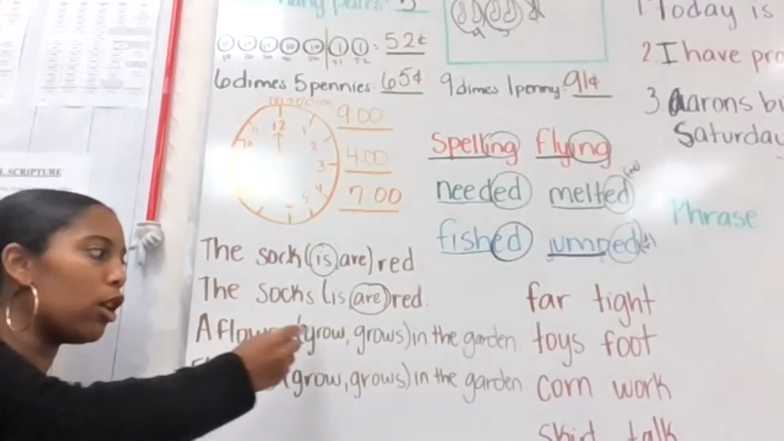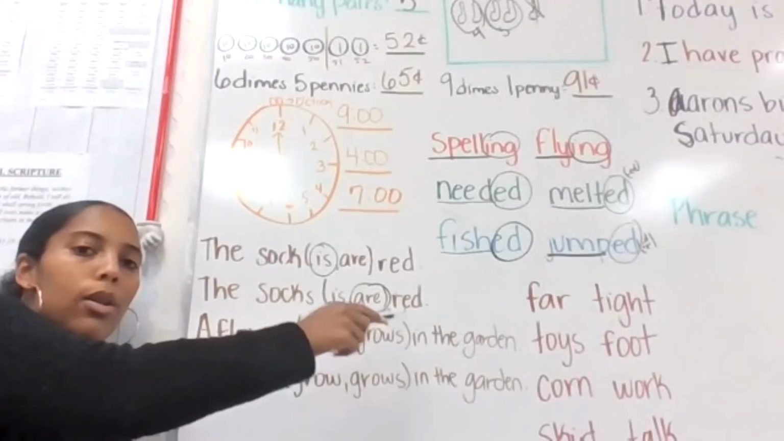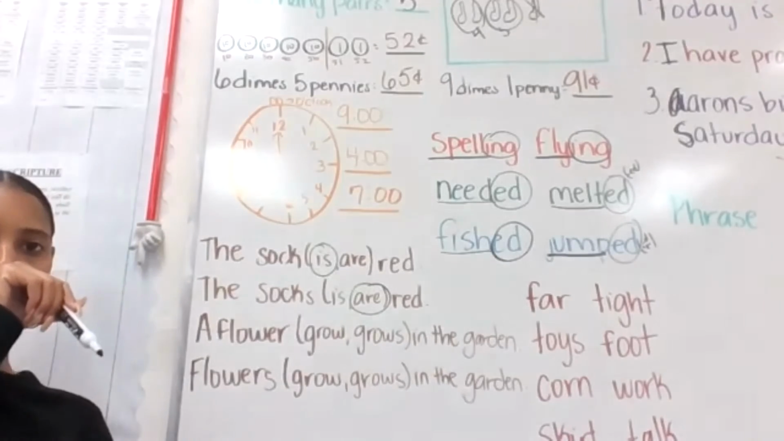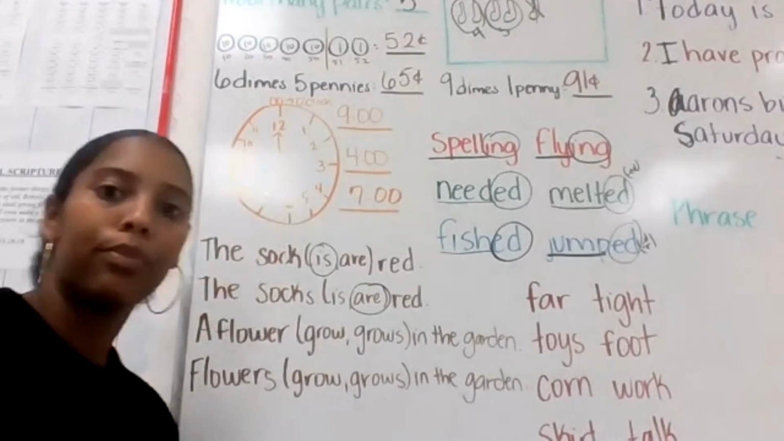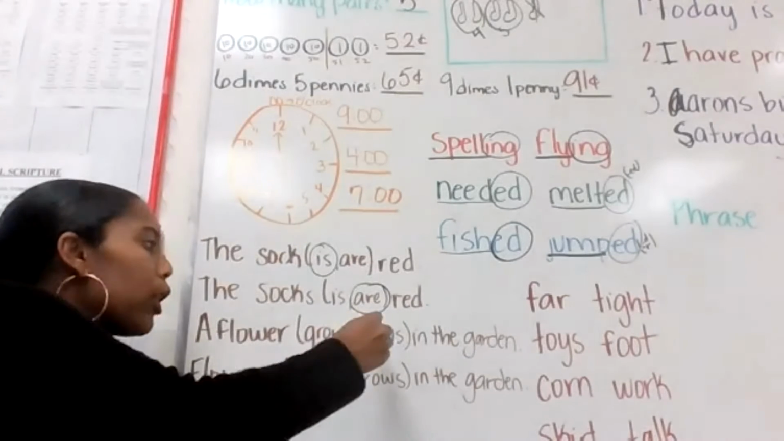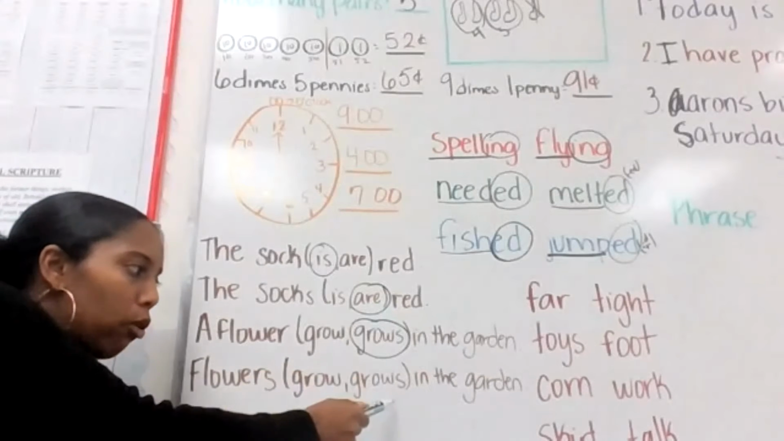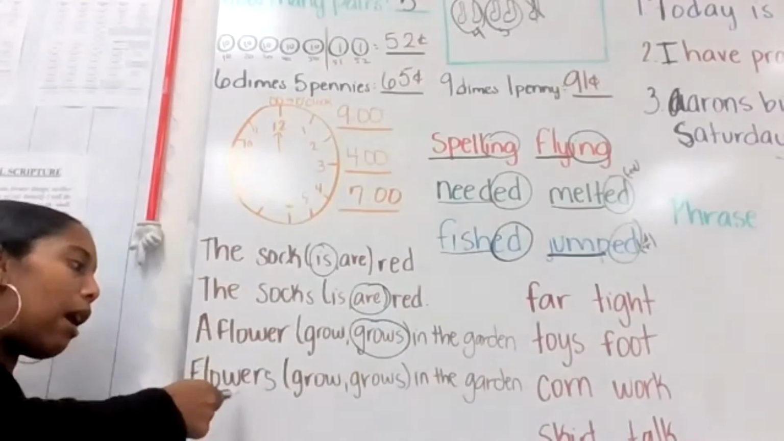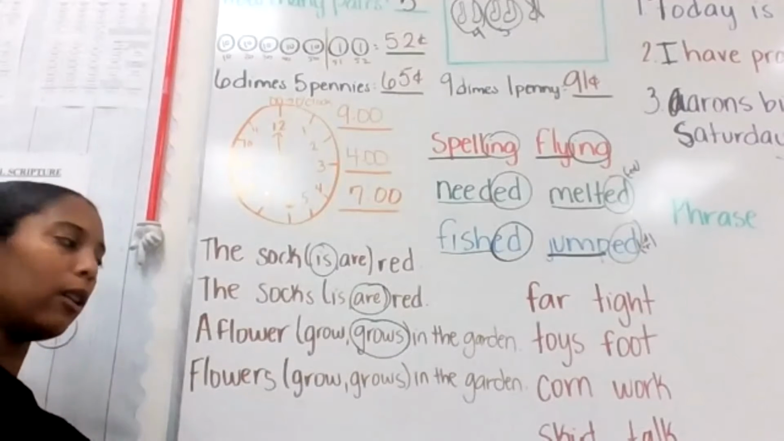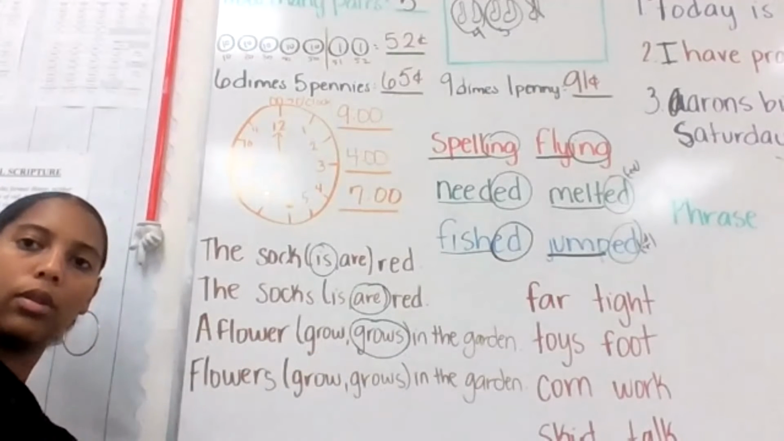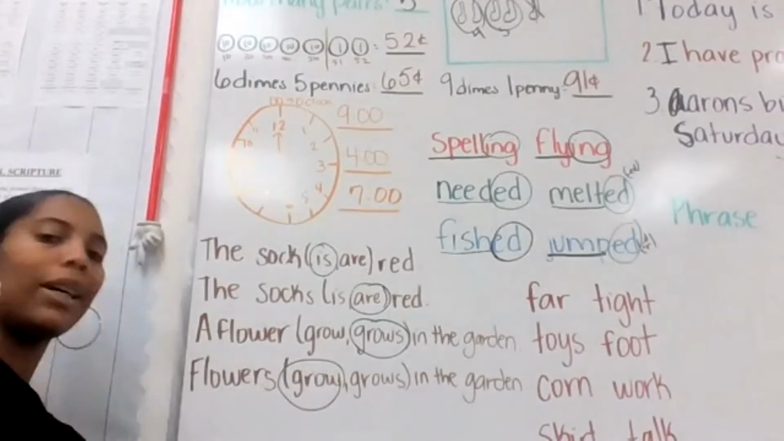Okay, look at this one. A flower grow or grows in the garden. All right, Kinley. A flower grows in the garden. Next, flowers grow or grows in the garden. Caitlin, flowers grow or grows? Grow. Flowers grow in the garden.